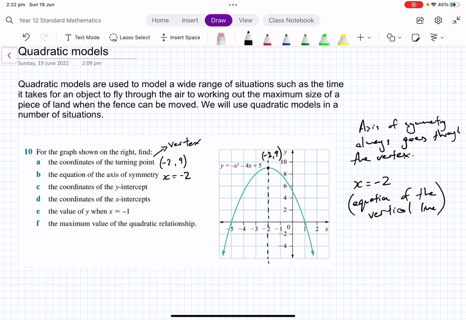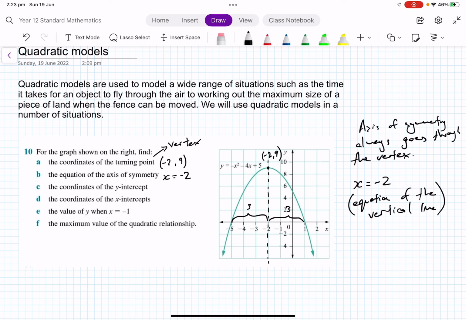Now, notice that the distance from the axis of symmetry to one x-intercept is the same as to the other one. In this case, it's 3 units and 3 units. It's going to be important to a later question that we do.